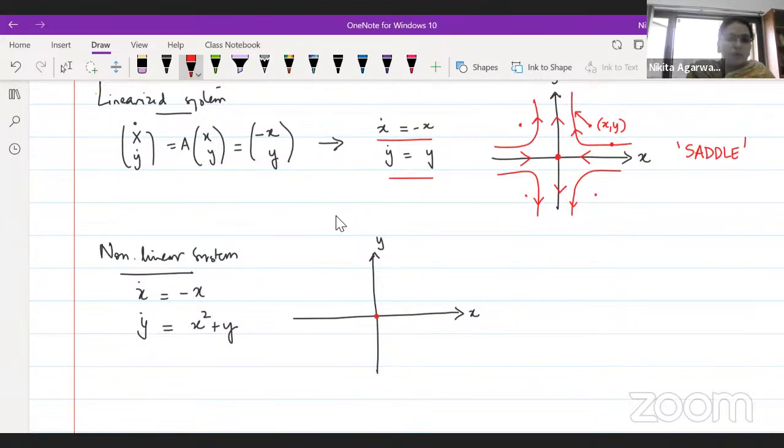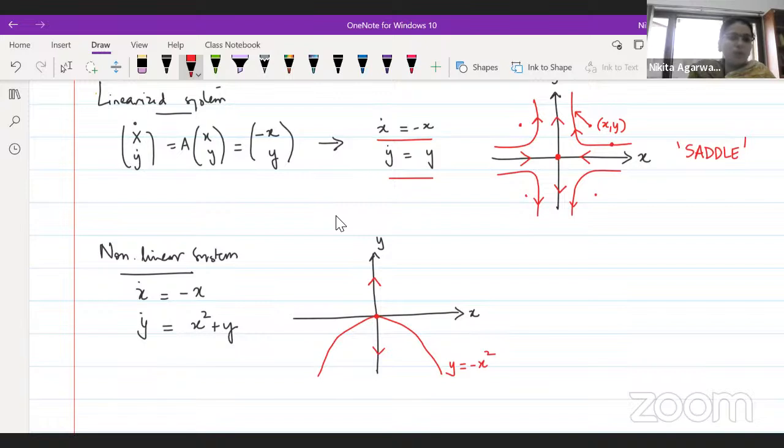So therefore, the picture will be very similar to what we had earlier, if you start on this axis, which is the y-axis or x equal to 0. Now, when is y dot 0? Y dot is 0 when x square plus y is 0, which is this parabola. Right? On this curve, y dot is 0. That means if you start with a point here on this curve, then the y coordinate does not move.